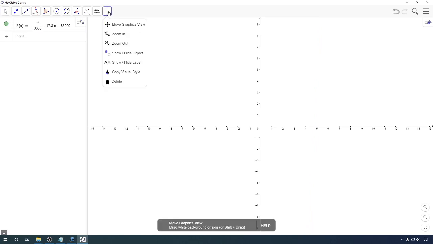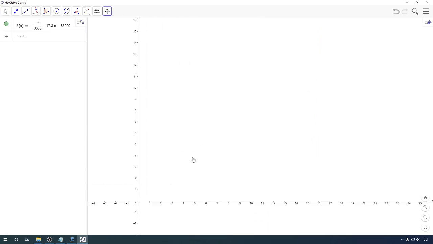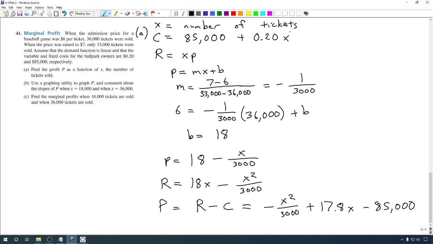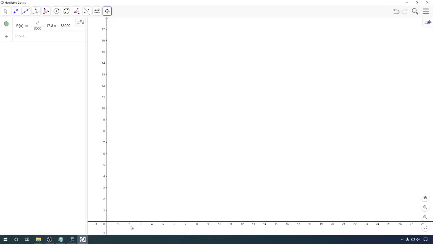Well, we probably shouldn't expect to see anything, because keep in mind what these axes are actually showing us. The bottom axis is showing us the values of x, and our x value is the number of tickets. Our tickets here are in thousands. We should expect to see that from 0 to 28.